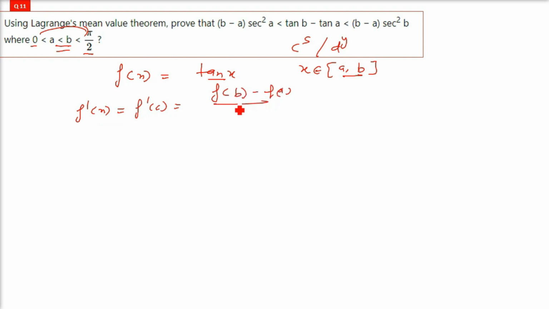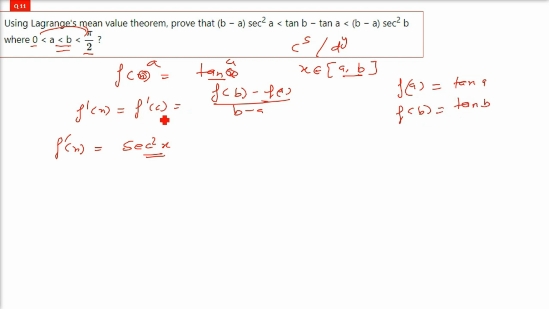See, f dash x or f dash c has to be equated to f(b) minus f(a) by b minus a. So f dash x, the differentiation of tan x, is sec square x. f(a) is tan a, and f(b) will be tan b because f(x) was tan x. So sec square x has to be equated to tan b minus tan a divided by b minus a.